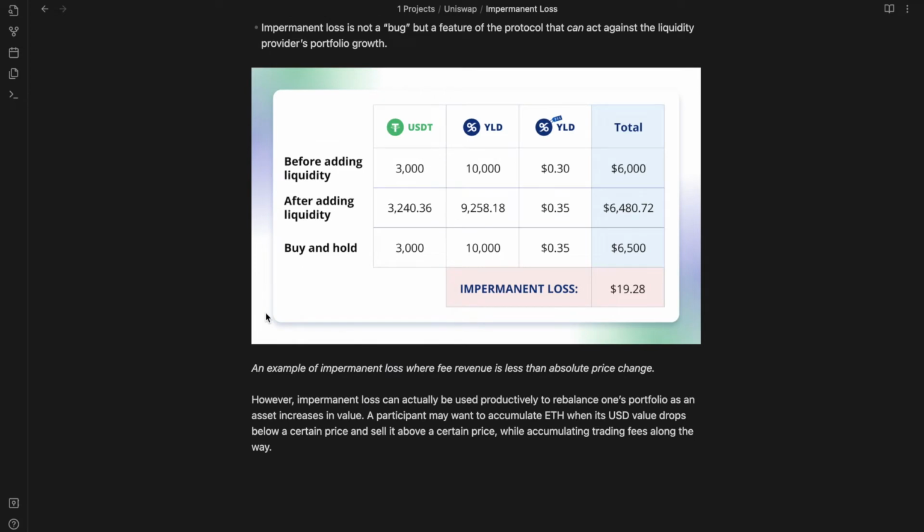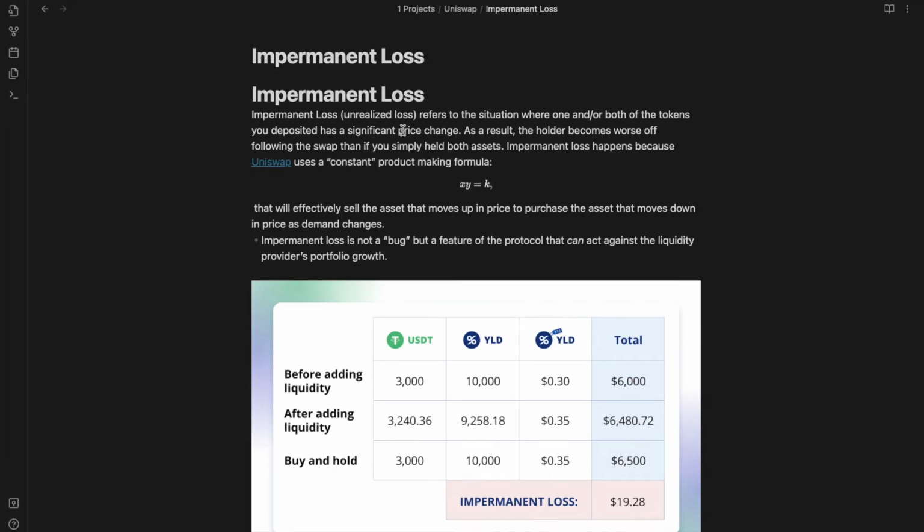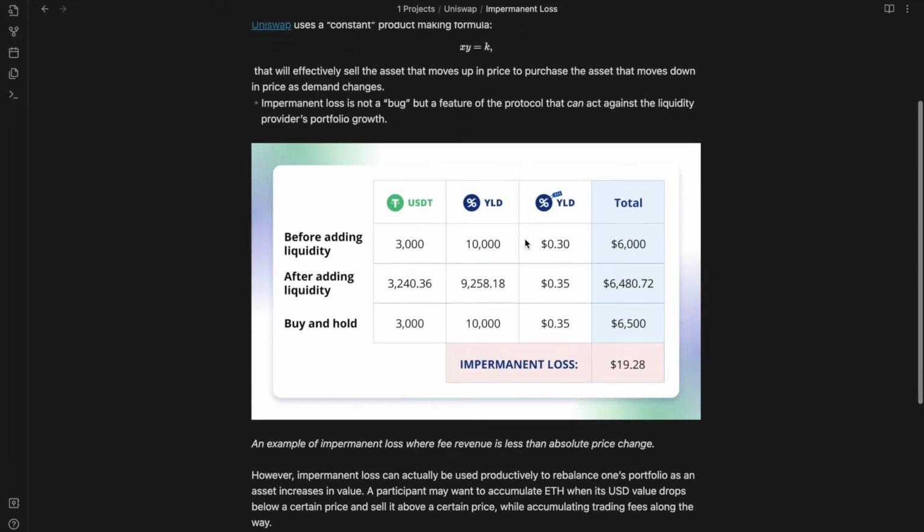So we have a nice example of what impermanent loss might look like on the blockchain. If we have 10,000 of these YLD tokens, we can see that the total amount of those tokens decreases because presumably the price went up from 30 cents to 35 cents. We can also see that the quantity, not the value, the quantity of USDT increases from 3,000 to 3,240.36. So we can see that, yeah, sure, the value of our position increased, but if we had just held, we would have actually made more value. So this is called impermanent loss. Hayden Adams, the creator of Uniswap, doesn't actually love the term impermanent loss, and he prefers unrealized loss, because that's really what it is. It's not a loss, quote unquote.